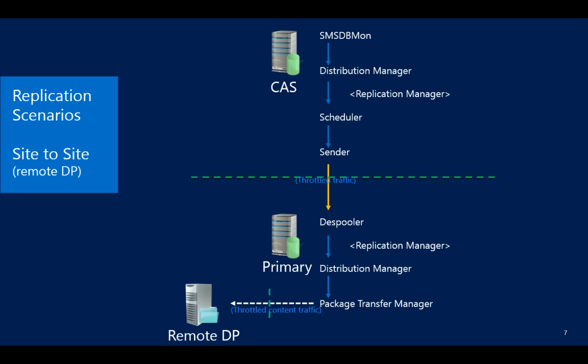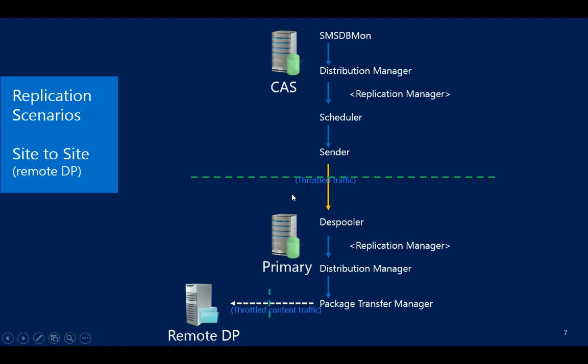I mentioned earlier that the vast majority of the reason that customers have secondary sites historically is because they were concerned about pushing content down to a distribution point that happened to be at that secondary site. Well, now you don't need the secondary site. All you need is a remote distribution point. We can throttle content to the remote distribution point. It works great. I'll show you throttling a bit in a minute.